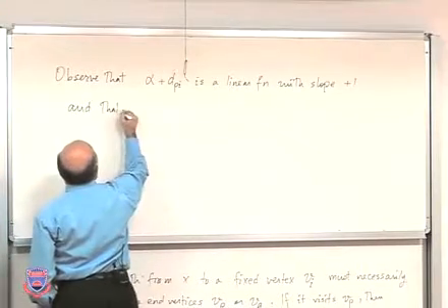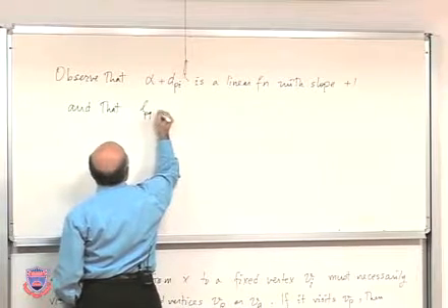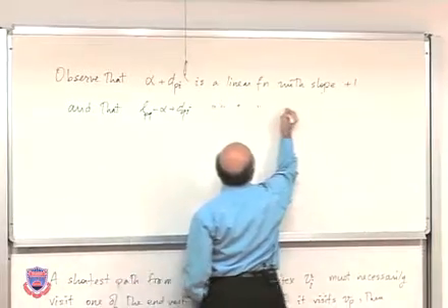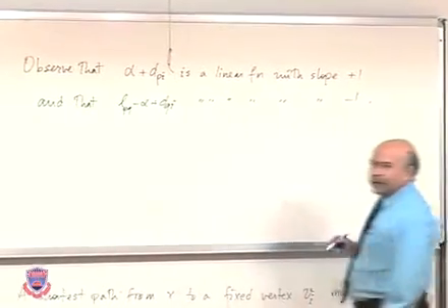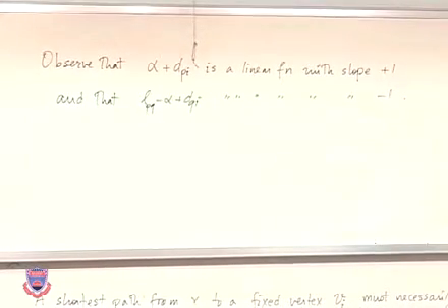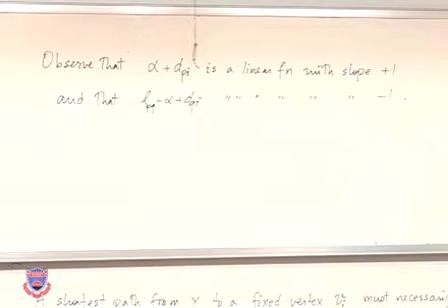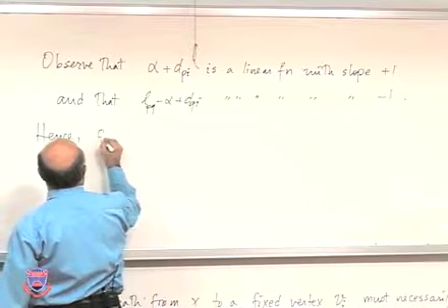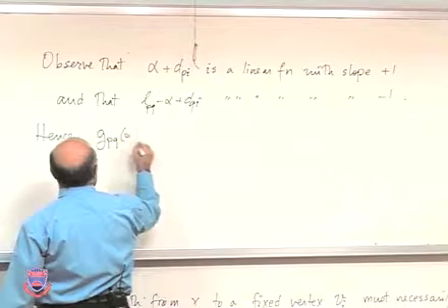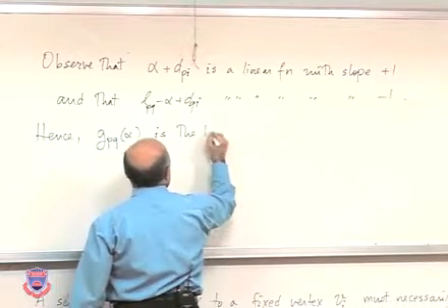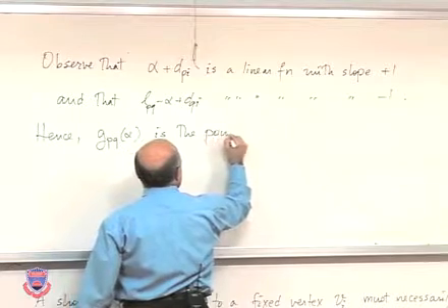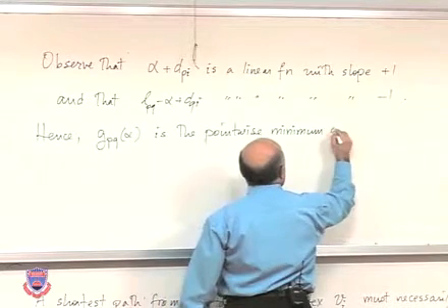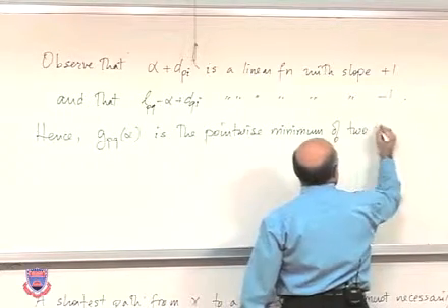And the second function, which is lpq minus alpha plus dqi, is also a linear function with slope minus 1. So I'm talking about the minimum of two linear functions, one with slope plus 1, the other one with slope minus 1. Hence, the function GPQ alpha is the pointwise minimum of two linear functions.